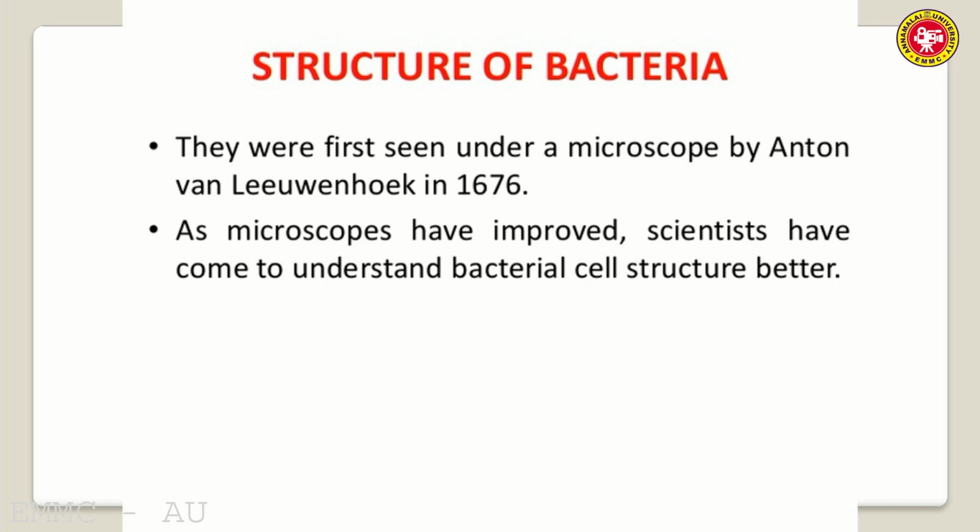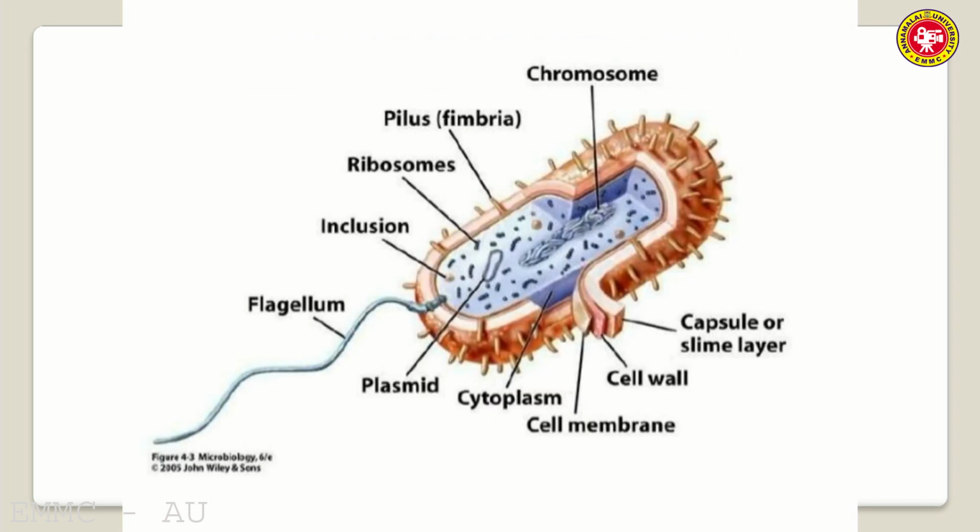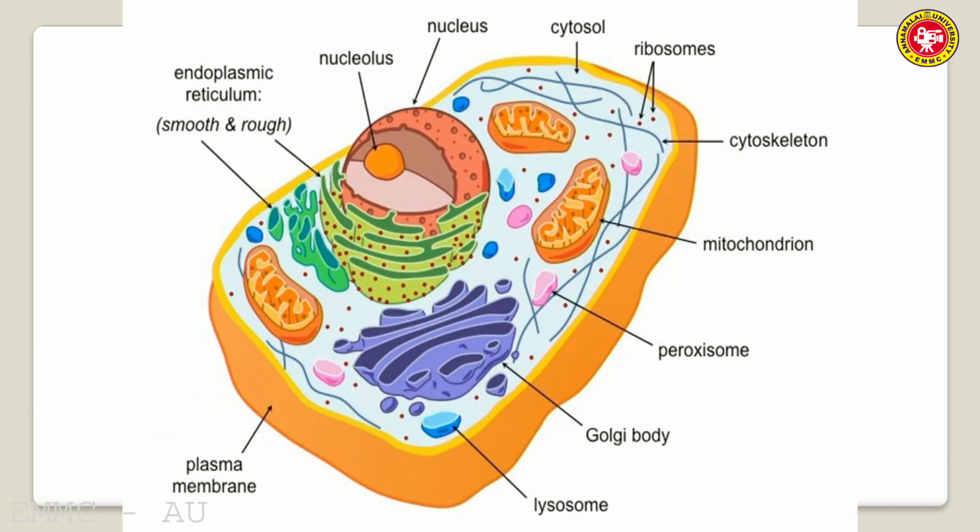They were first seen under the microscope, that is, the bacterial structure can be seen under the microscope. The microscope was developed by Antony van Leeuwenhoek in the year 1676. Microscopes are very useful, so we can easily see the structure of the bacteria. This is the structure of a bacterial cell. It has ribosomes, inclusion bodies and flagellum. So, it has internal and external structures, and some bacteria also have a cell envelope.